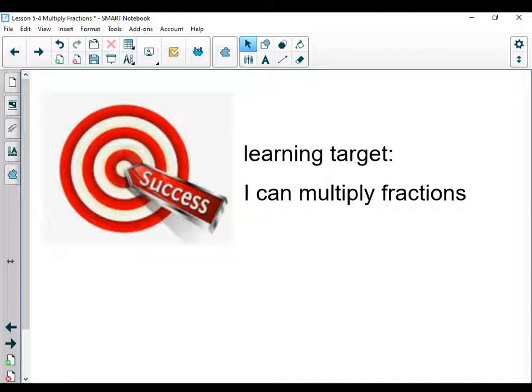Today's learning target, I can multiply fractions. You may have noticed we've gone down the chain of adding and subtracting, and now here we are at multiplying. You can predict what tomorrow will be. Multiply fractions. Do you have your notes out?